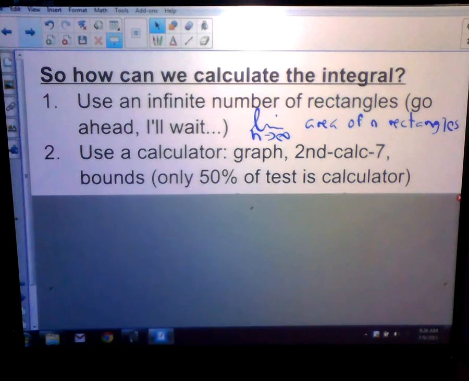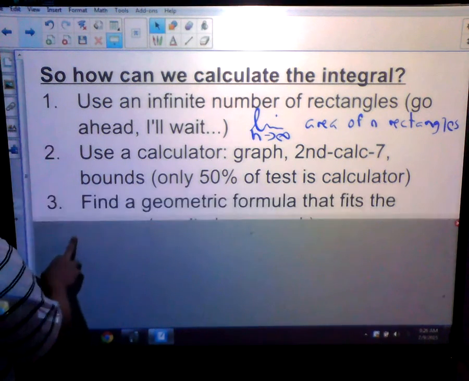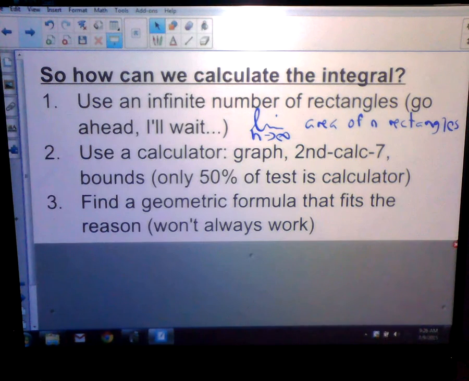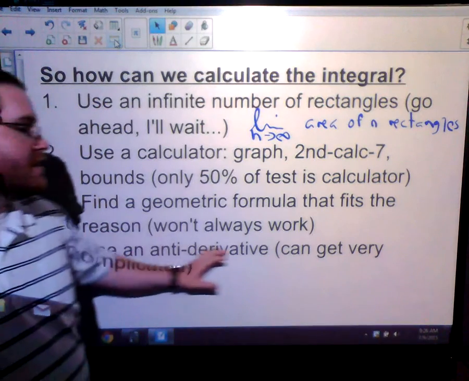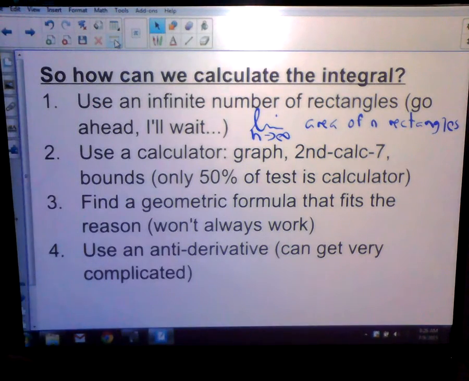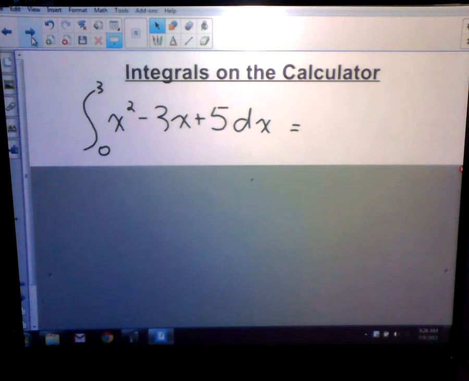We can use a calculator, and I'll show you that in a second. Knowing how to use the calculator is huge, but only 50% of the test is the calculator. So you need to know it, but you also need to know how to do it a couple different ways. We can find a geometric formula that fits the region, but it doesn't always work. And I'll show you an example of that in a second. The last way is we can use an antiderivative. That's the most common method, but it can get very, very complicated, and you'll see. Today I'm going to give you a really easy example, but we've done antiderivatives before, and you see how complicated they can get. So let's start with an easy integral on the calculator.